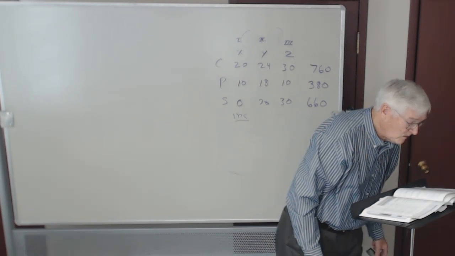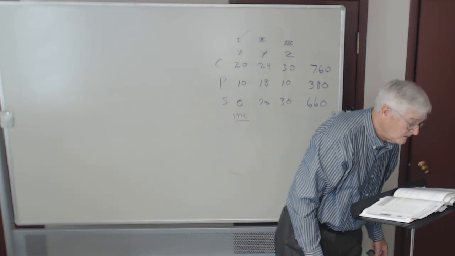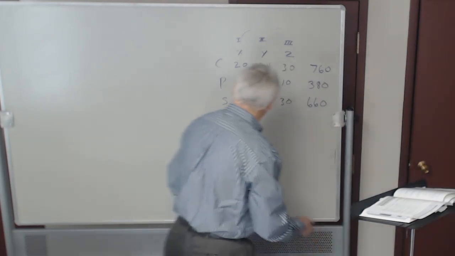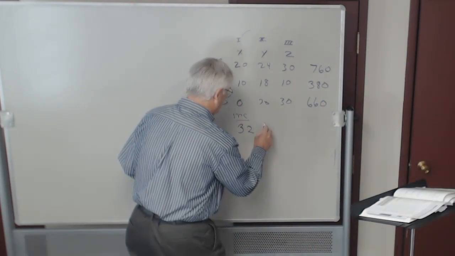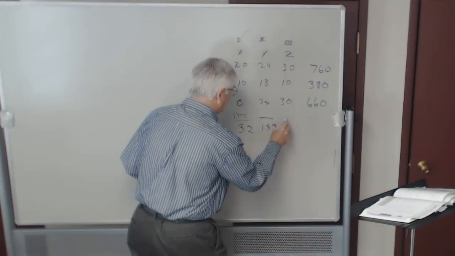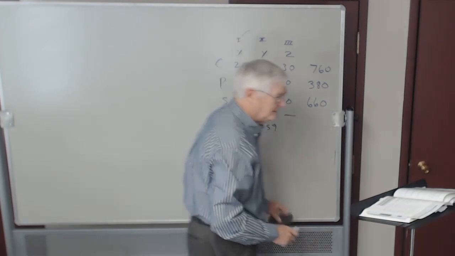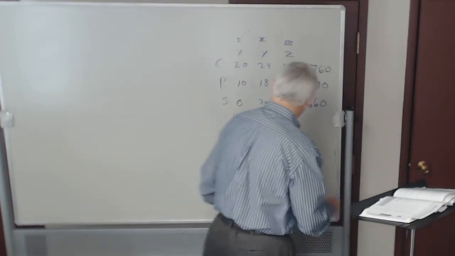Type 1 is $32. Type 2 is $159. And type 3 is $192. So this is 32, and this is what? 159, and this is 192.